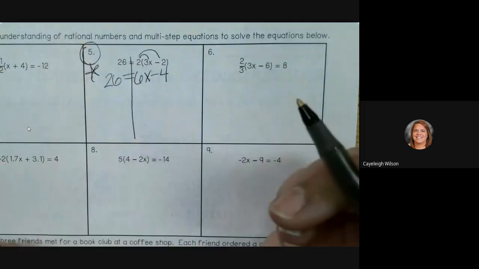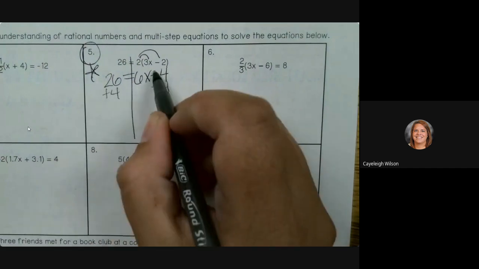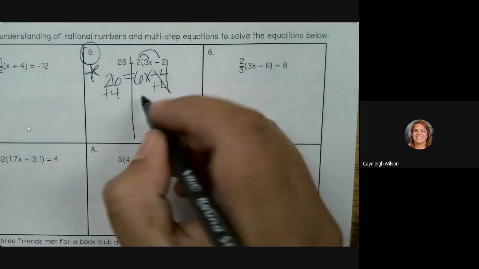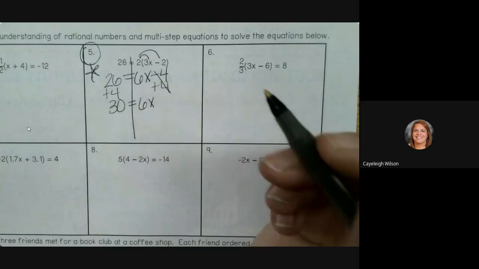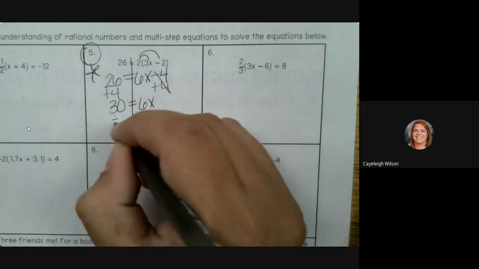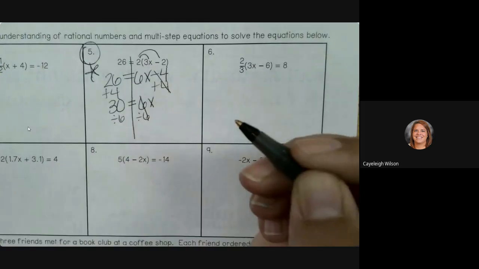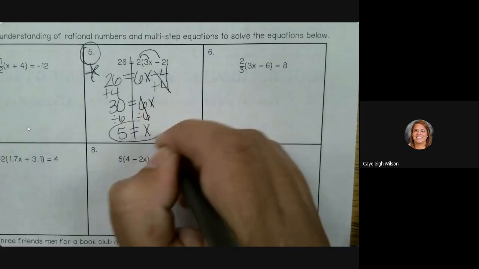So I'm going to undo my addition and subtraction. So I'm going to add the 4. Negative 4 plus 4 is 0. So that's 6x equals 26 plus 4 is 30. And then to get x all the way alone, that's 6 times x, so I'll divide by 6. So 6 divided by 6 is 1, and 1x is x, and 30 divided by 6 is 5.